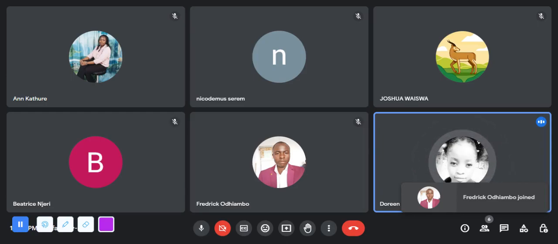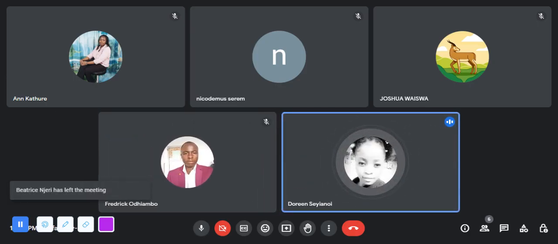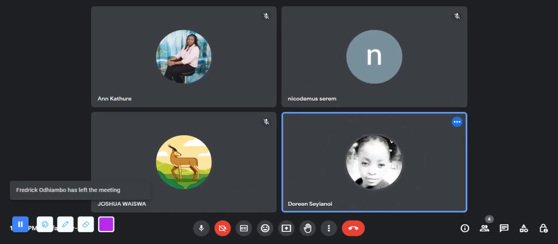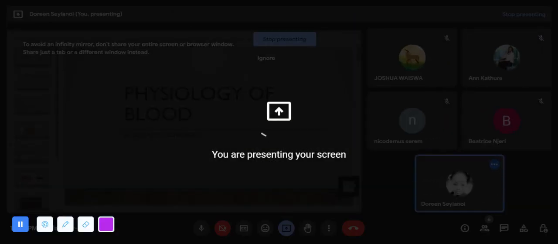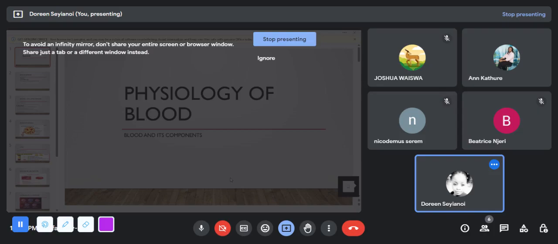So today we'll be talking about the physiology of blood and its components. I believe you all know what blood is because our bodies are made up of blood. It is a medium of transport that is used to transport nutrients and hormones across the body. I want to share my screen and let me know if you can see.